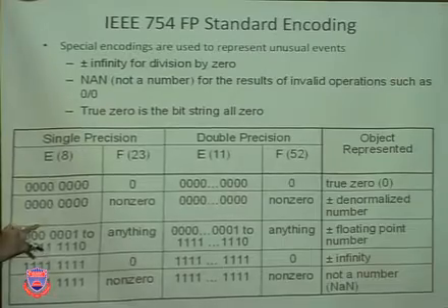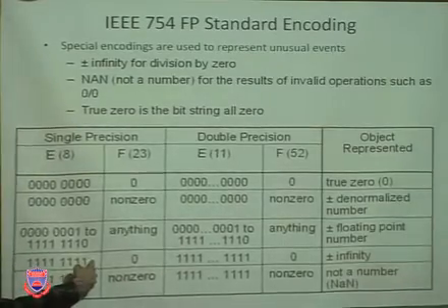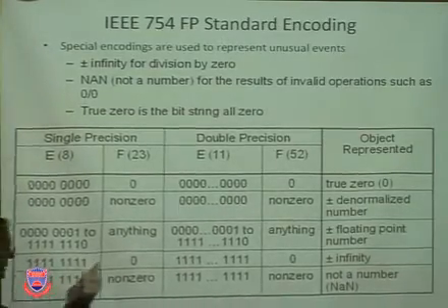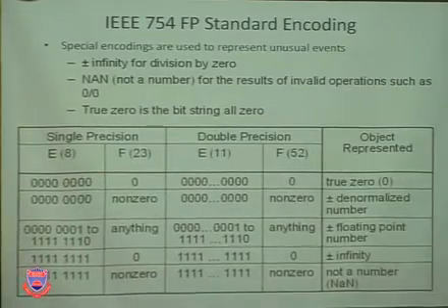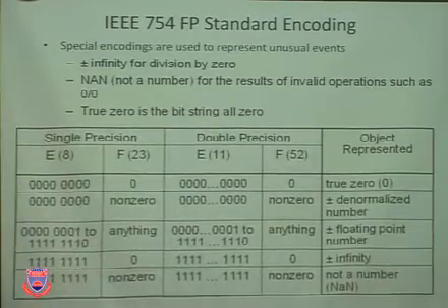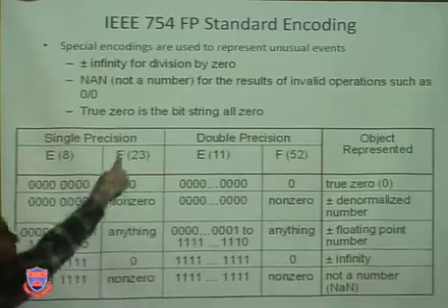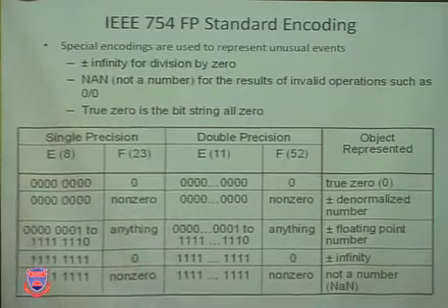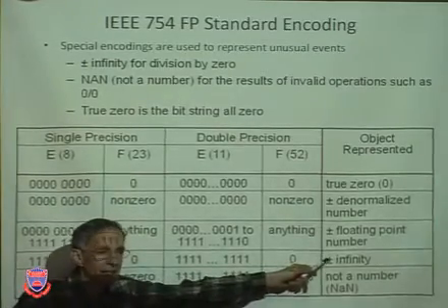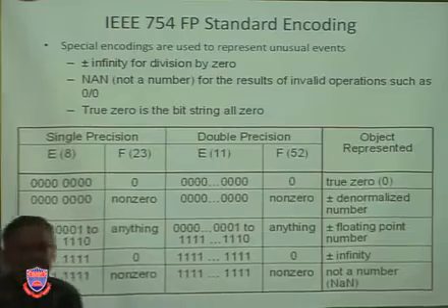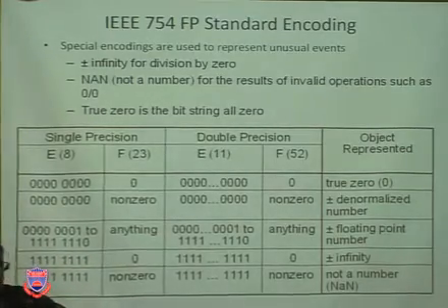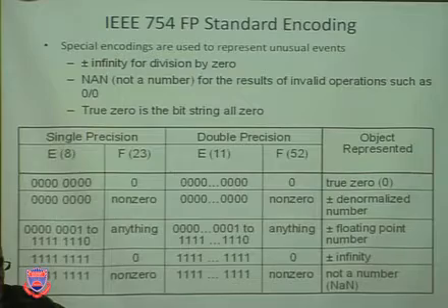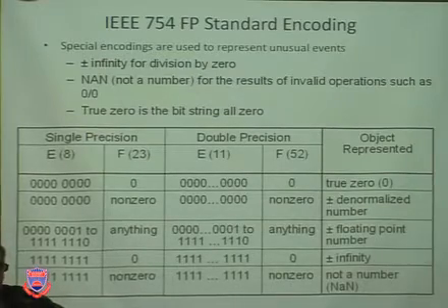Now we come to the other exception. The highest exponent, which is all ones. In single, it's 8 bits, and in double precision, it's 11. What do we do with those? Well, the answer is we can do two things with them. If the fractional part is all zeros, we let it represent infinity, positive or negative infinity. Why is it useful to have a representation for infinity?